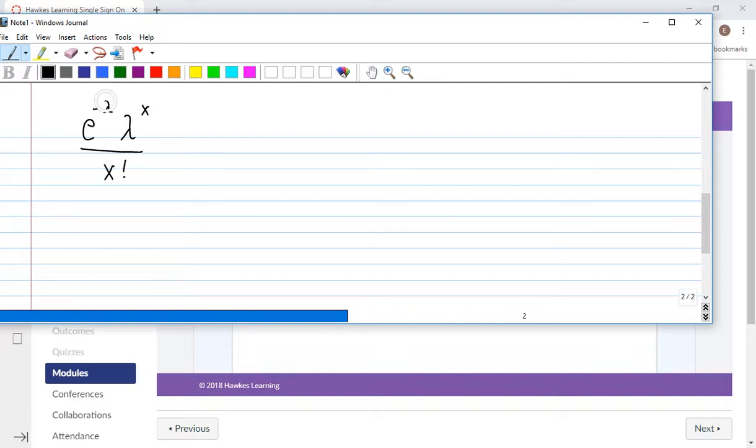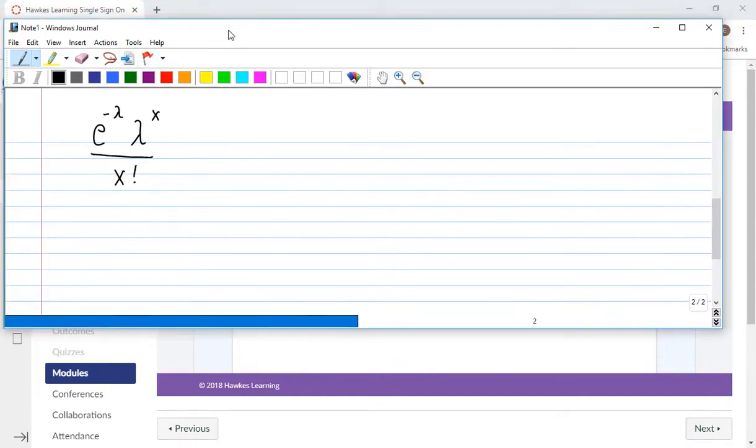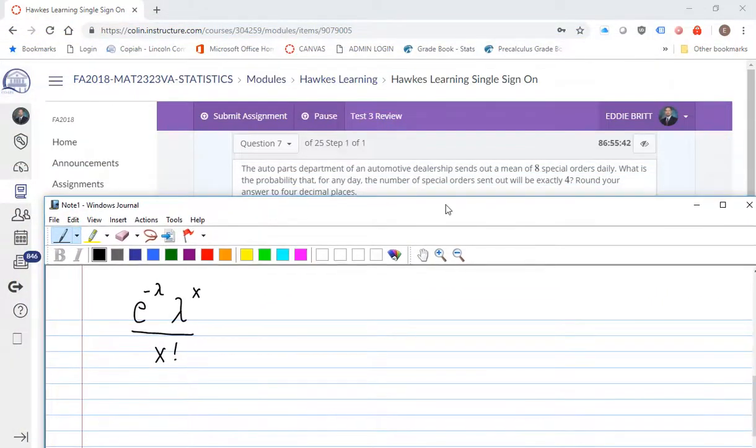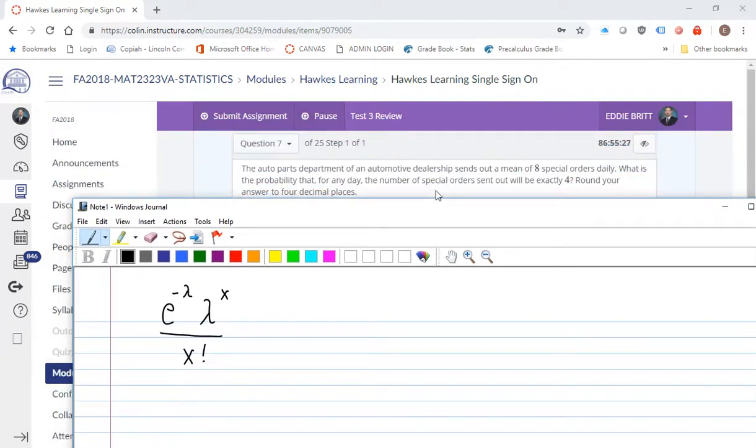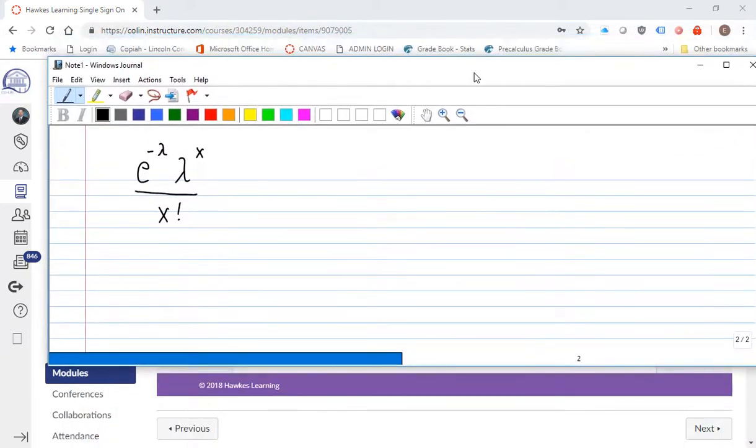Where lambda is going to be your mean value of time, or your mean value that is used per day or per hour or whatever it says. So this one says that they have a mean of 8 special orders a day. So our lambda is going to be 8. And then we want to know what the probability is that on a day they send out exactly 4. That's going to be our x.